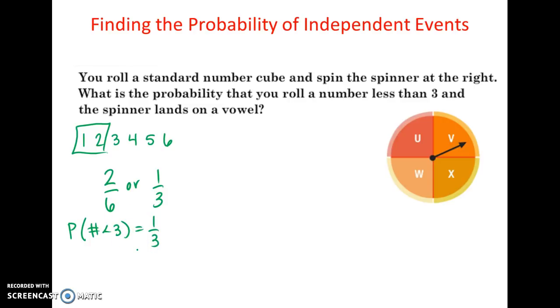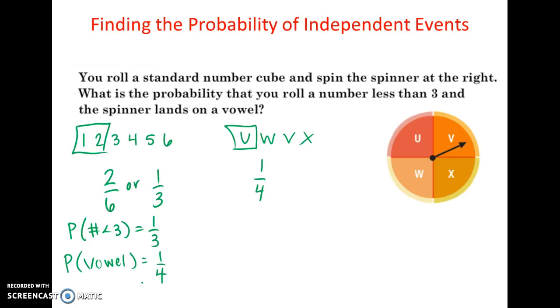Then it also asks you, what is the probability that the spinner lands on a vowel? So we've got U, W, V, and X. So the only vowel I see is U. So there's 1 out of 4. The probability that I land on a vowel is 1/4.